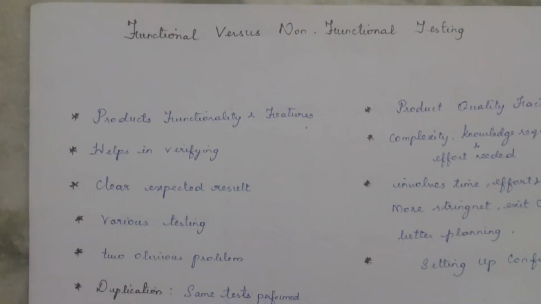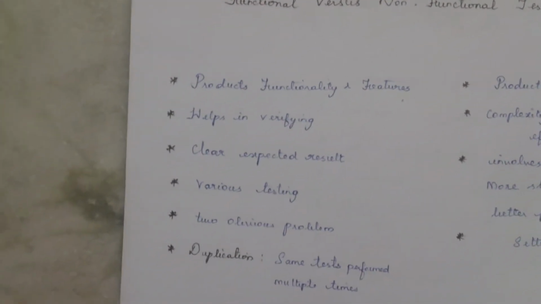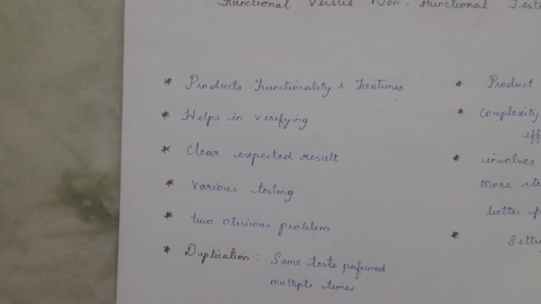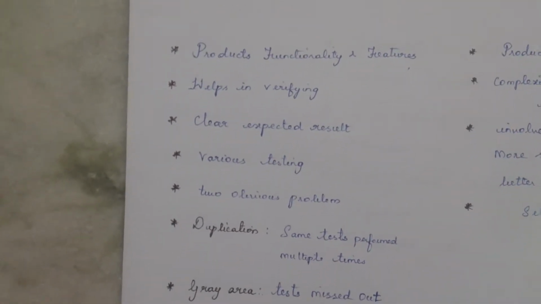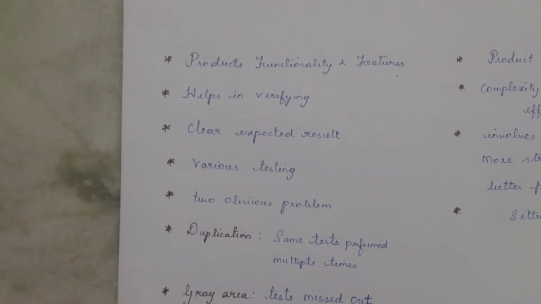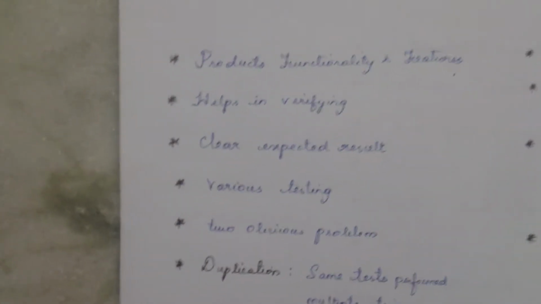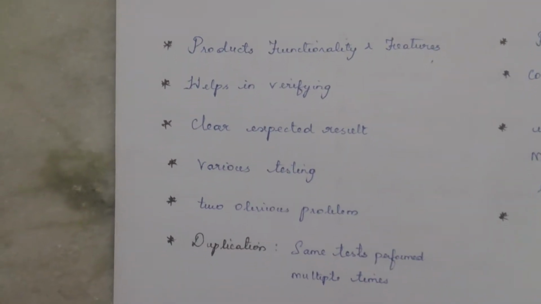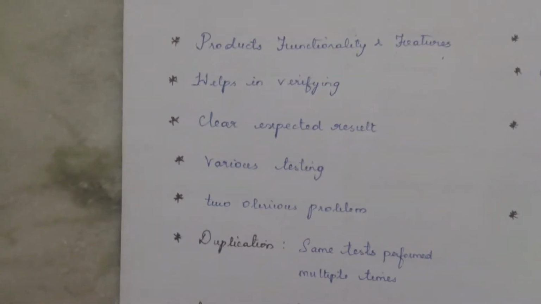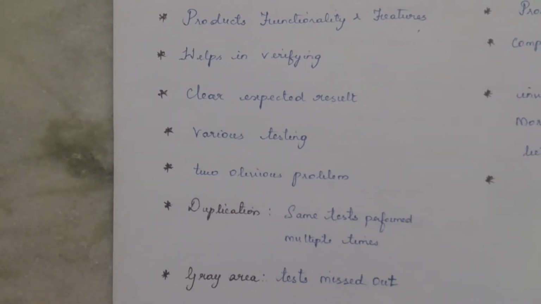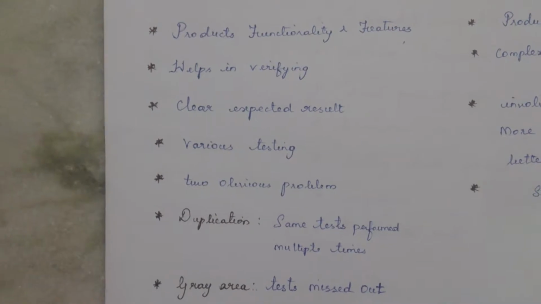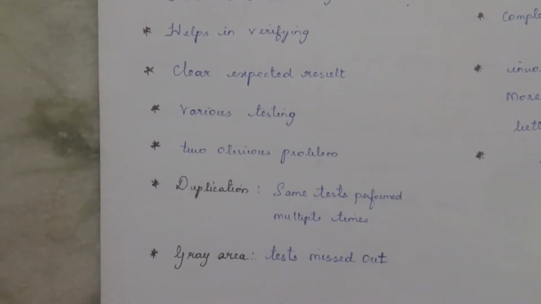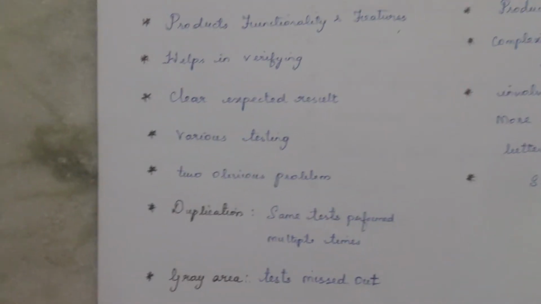Next topic is functional versus non-functional. In functional testing, it has various behaviors, the first one being product functionality and features, and it helps in verifying the various projects. There must be a clear expected result. Various testing may act in the functional testing, as we have seen previously. There are two obvious problems in functional testing. They are known as duplication and gray area. Duplication defines the same test performed multiple times. Gray area defines a test is missed out.